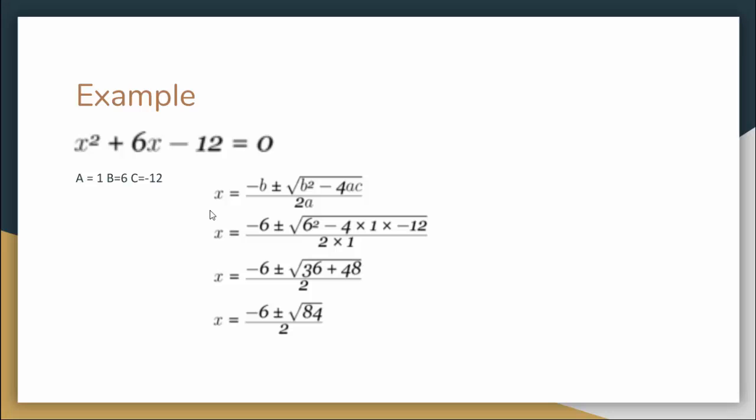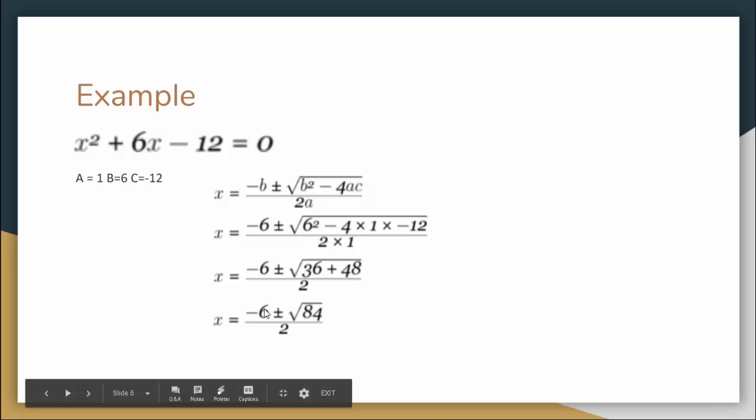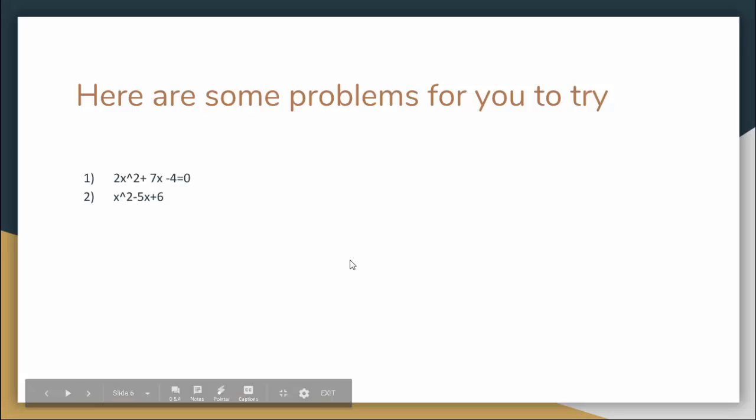So here's an example of using the formula. Here I've used x squared minus 6x minus 12 and I have laid out the a, b and c, substituted them into the formula and simplified to give me the answer at the end. As you can see, I've not completely simplified the answer, but if you put this in the calculator, you get an answer. Here are some problems for you to try.